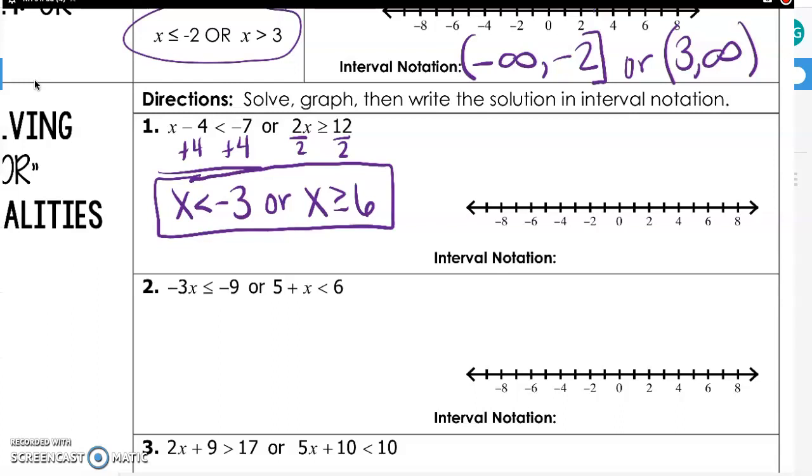So our first one, x is less than -3, means we have open at -3, and we go to the left. X is greater than or equal to 6 means we're closed at 6, and we go to the right. Interval notation goes from -infinity to -3. Both of those should have parentheses. Or 6 to infinity. The 6 has a bracket, infinity has a parenthesis.